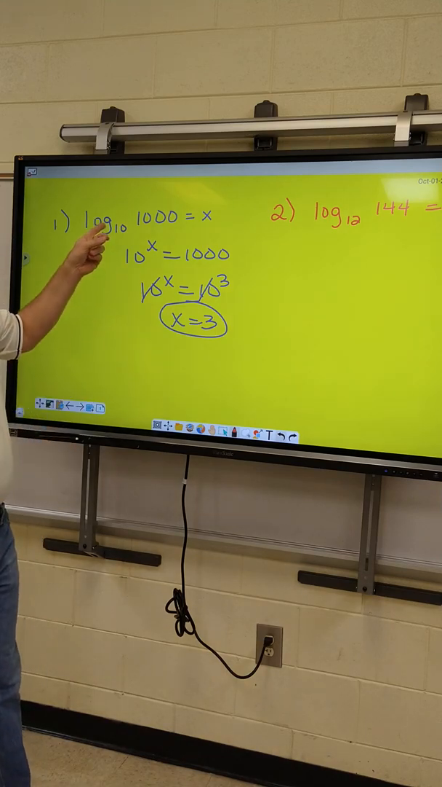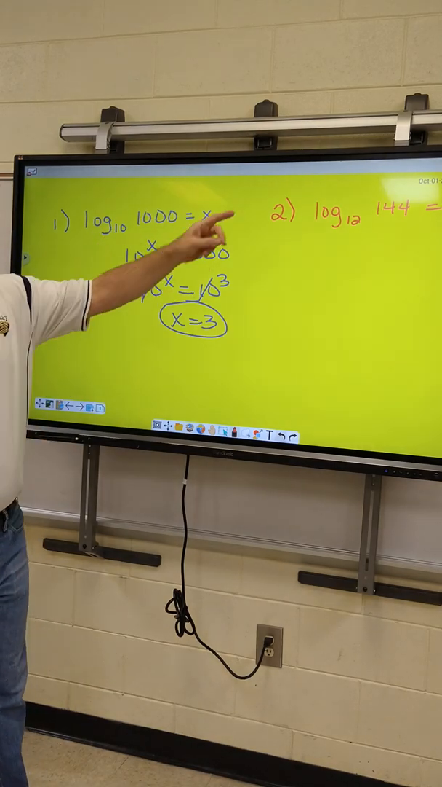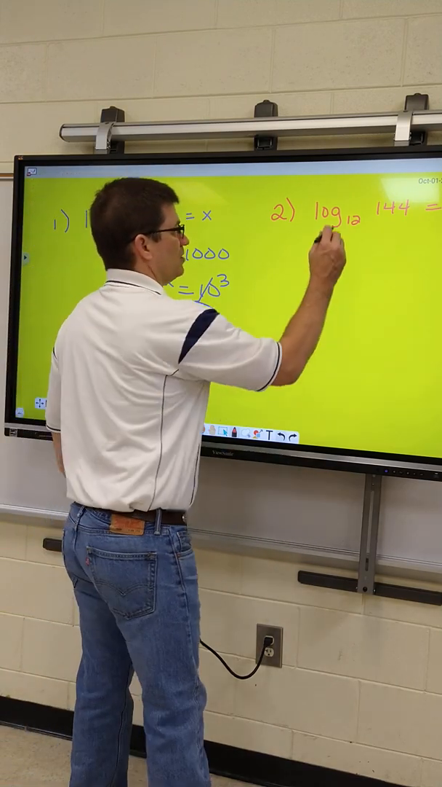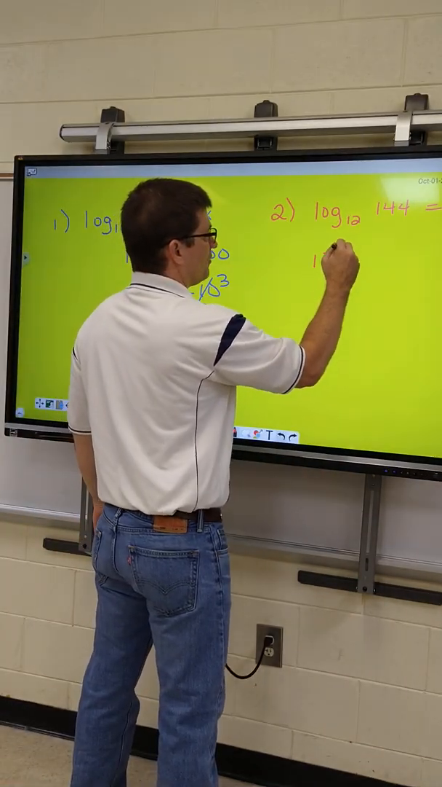Remember, on number 1, we did 10 to the x equals 1,000. So how are we going to set this one up? 12 to the x equals 144. Good.